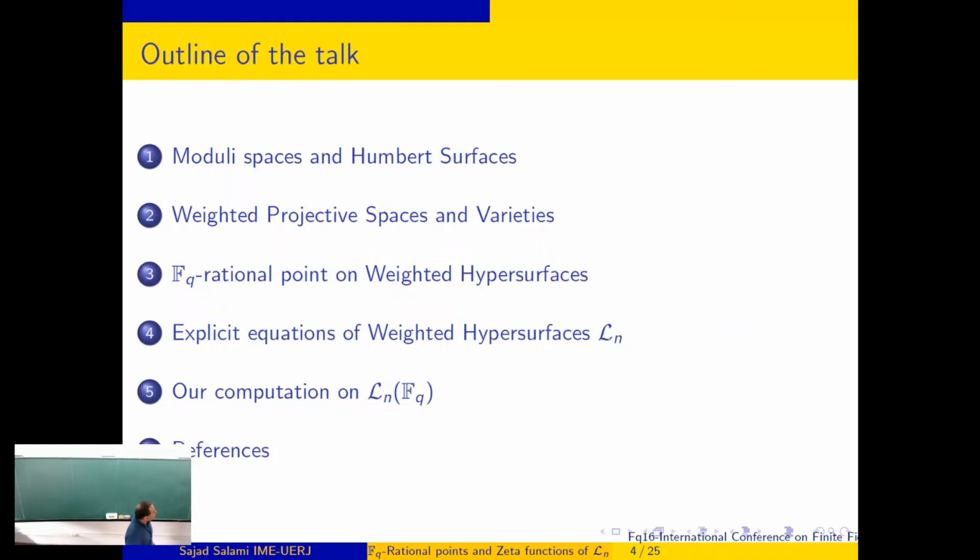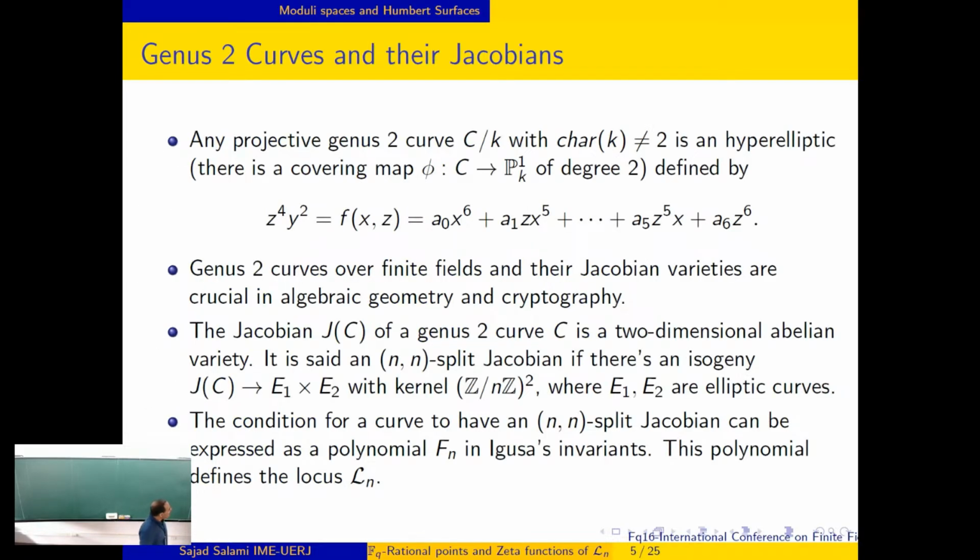This is the outline of my talk. First, let me define what a genus 2 curve is. Actually, it is a hyperelliptic curve that is covered by a map. I mean, there is a covering map from C to P1, the projective line, and one can get some sort of equation for that curve. The importance of genus 2 curves and their Jacobians in algebraic geometry and cryptography is well known.